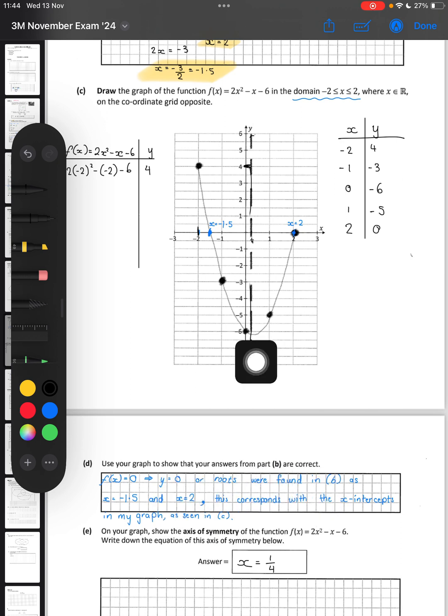It's dependent on your graph. So you need to have that axis of symmetry marked in on your graph in order for you to have gotten the equation. If you drew this graph wrong, but you marked in an axis of symmetry and wrote down the equation, then you're getting the marks at least for this part, even if you didn't get the marks up here.